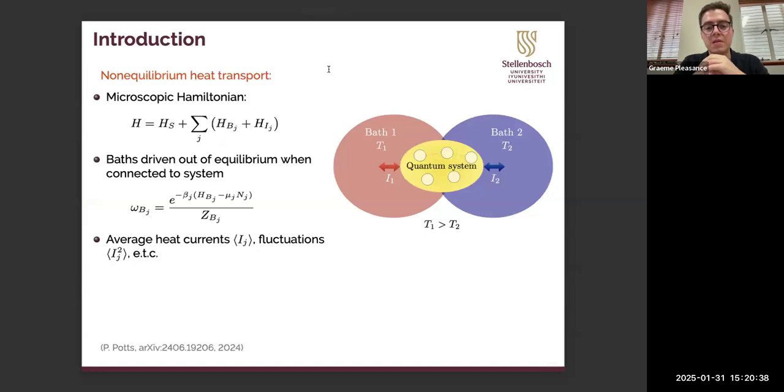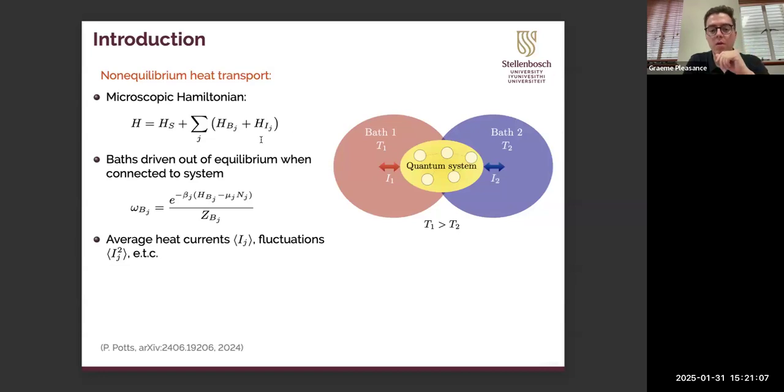Now we're getting more into the technical details. This talk is more specifically about non-equilibrium heat transport. In the examples that I gave previously, the general setup is some quantum system, which could be our working medium, like that trapped ion that I mentioned. This system interacts with one or more reservoirs, which we assume to initially be in equilibrium.